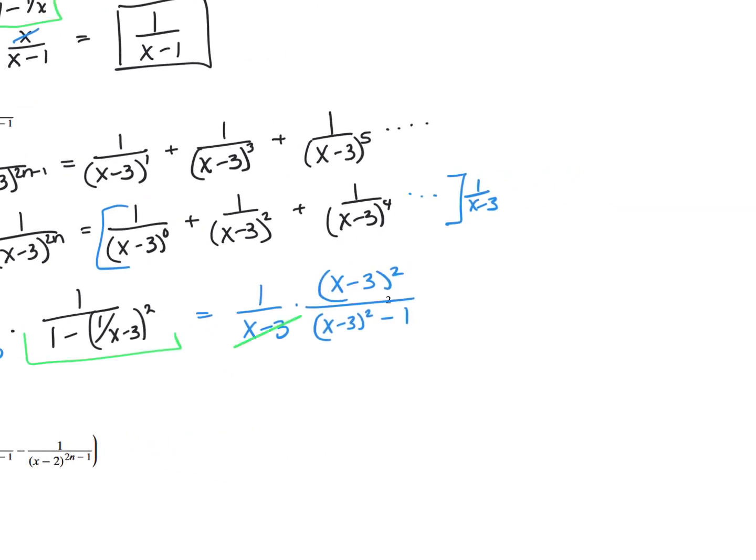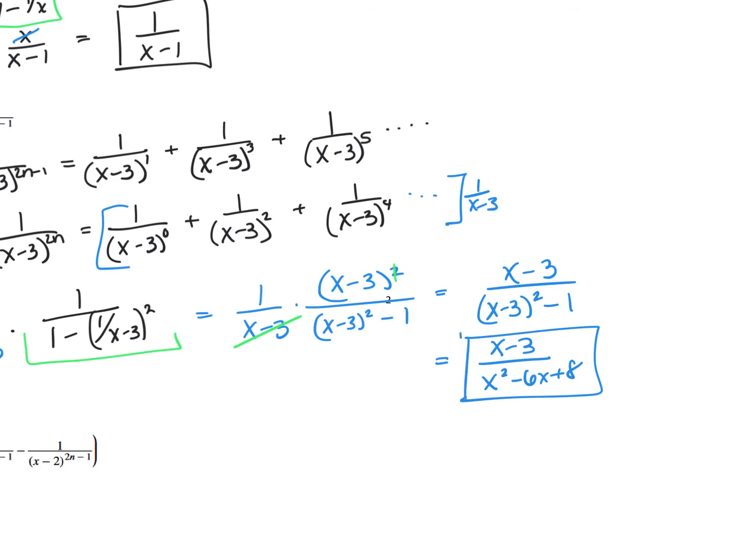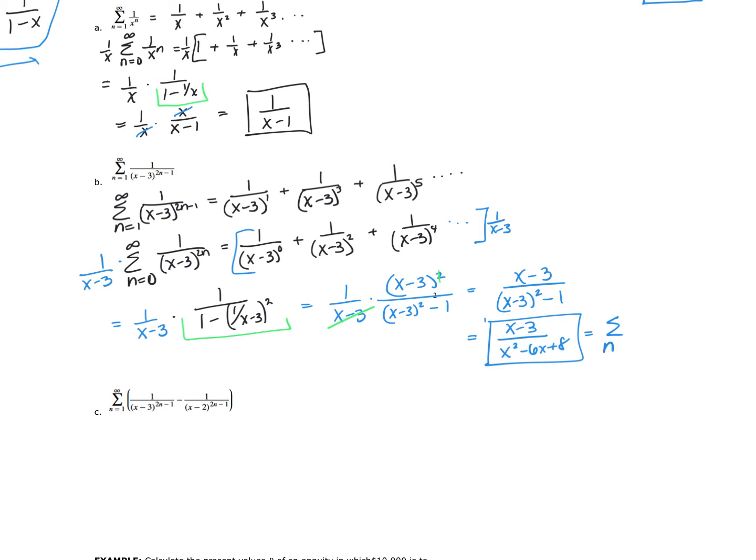Now you can see that this cancels with one of those, so it gives me x minus 3. And then in the denominator, I have the quantity x minus 3 squared, minus 1. I'm totally fine if you leave it like that. But if you don't want to leave it like that, you can multiply the denominator out, and you're going to get x squared minus 6x plus 8. So this is equivalent to the series I started out with, which was n equals 1 to infinity of 1 over x minus 3 raised to 2n minus 1.